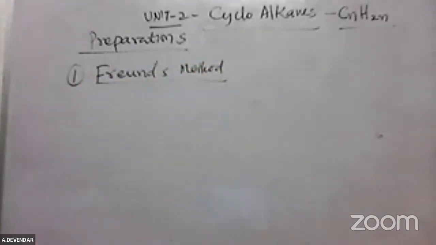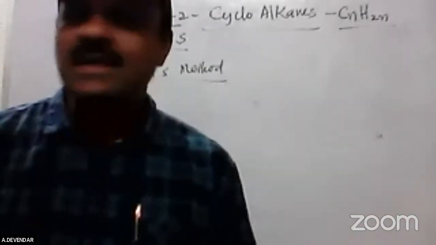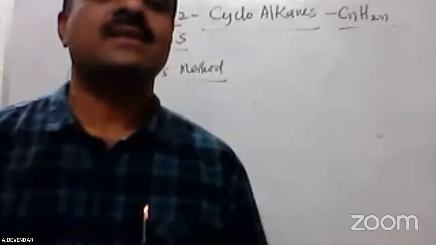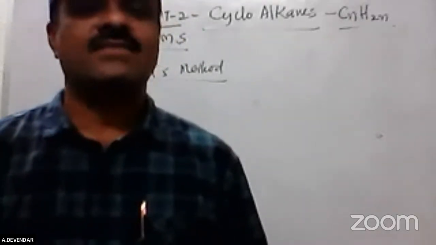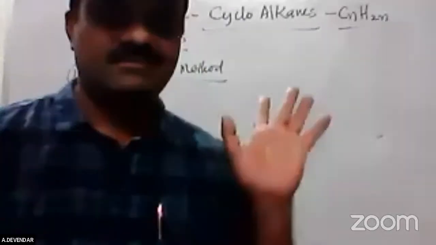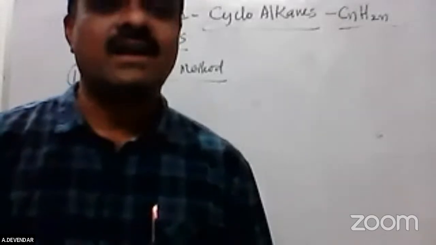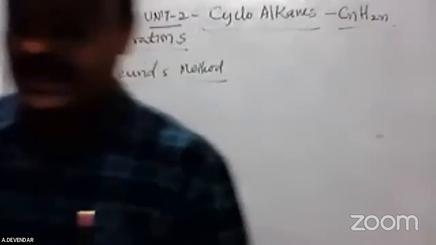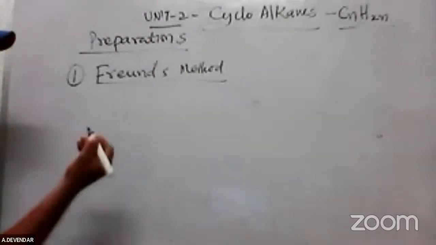What is the Freund method? What are the raw materials used in the Freund method? This Freund method is also called the internal Wurtz method. Why are we calling it that? What is the Wurtz method? In the Wurtz method, alkyl halide is treated with sodium metal, forming a higher alkane. Same only here. But here, not alkyl halide, dihalides are used. So alkyl dihalides, dihaloalkanes.